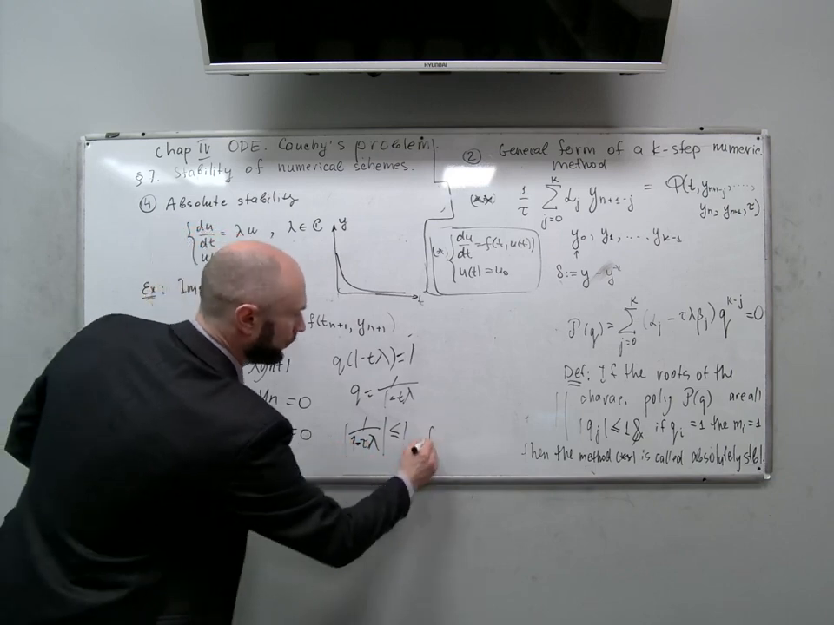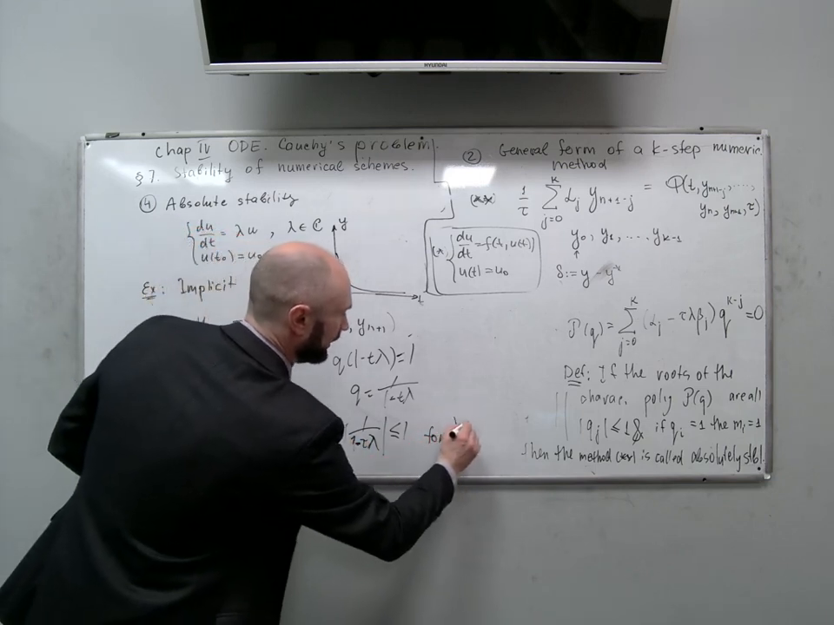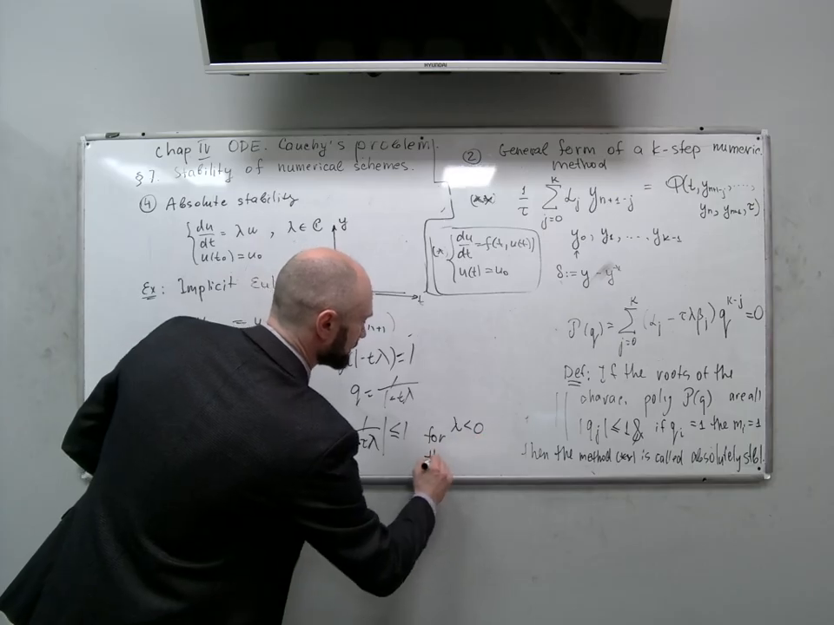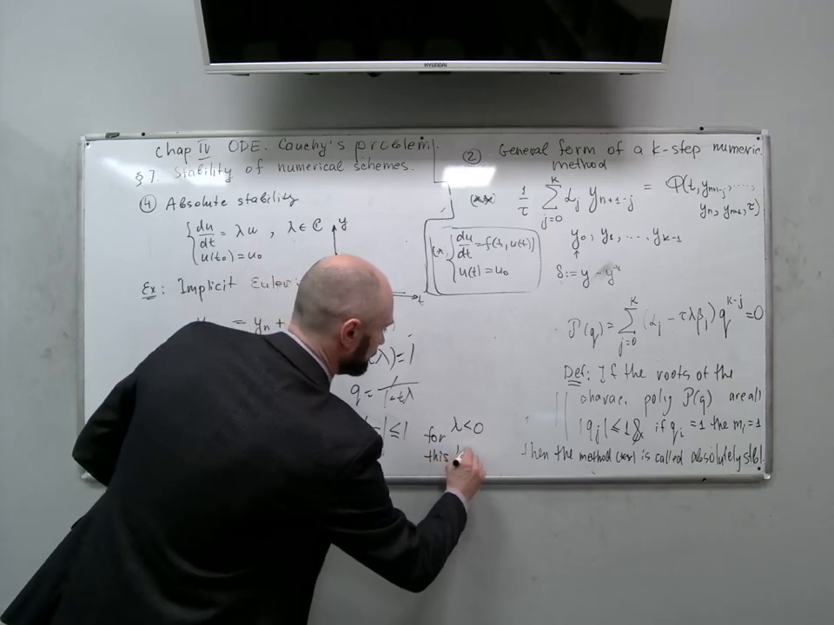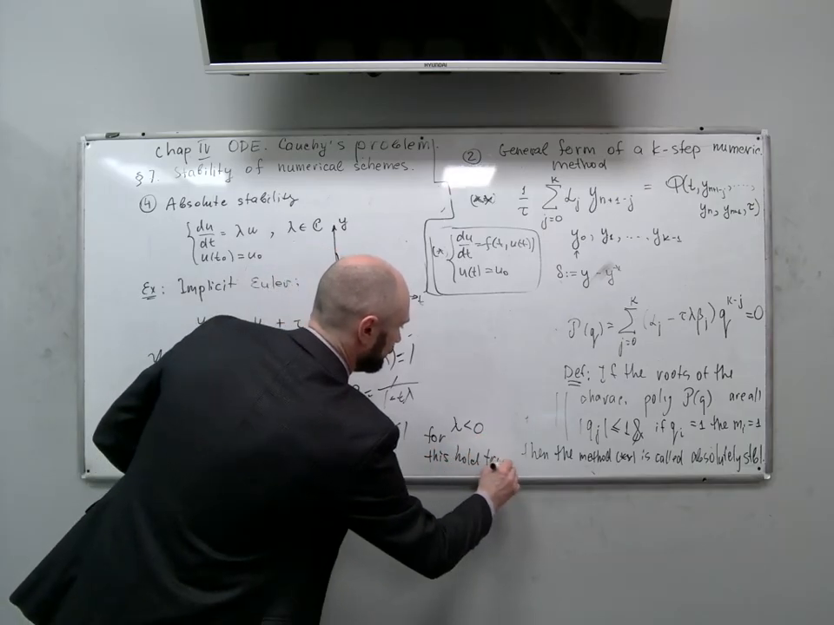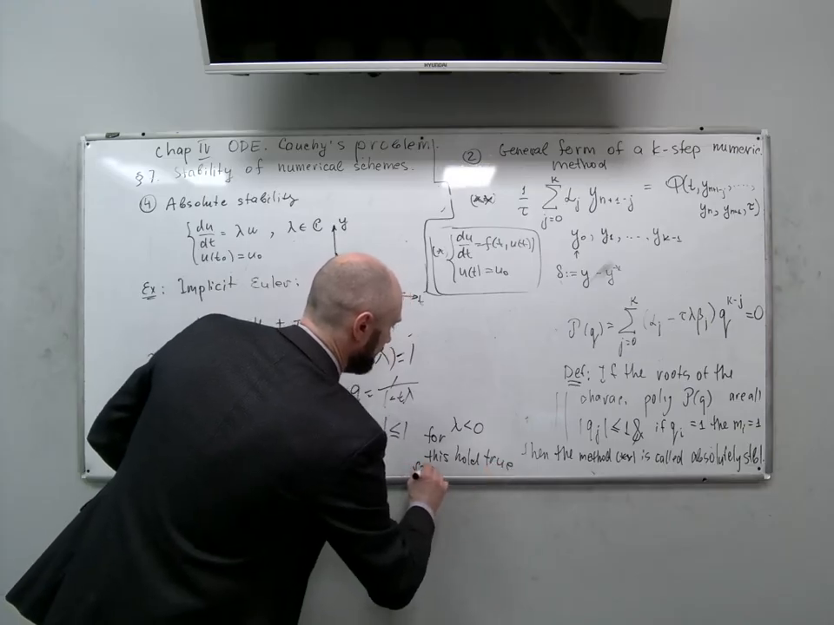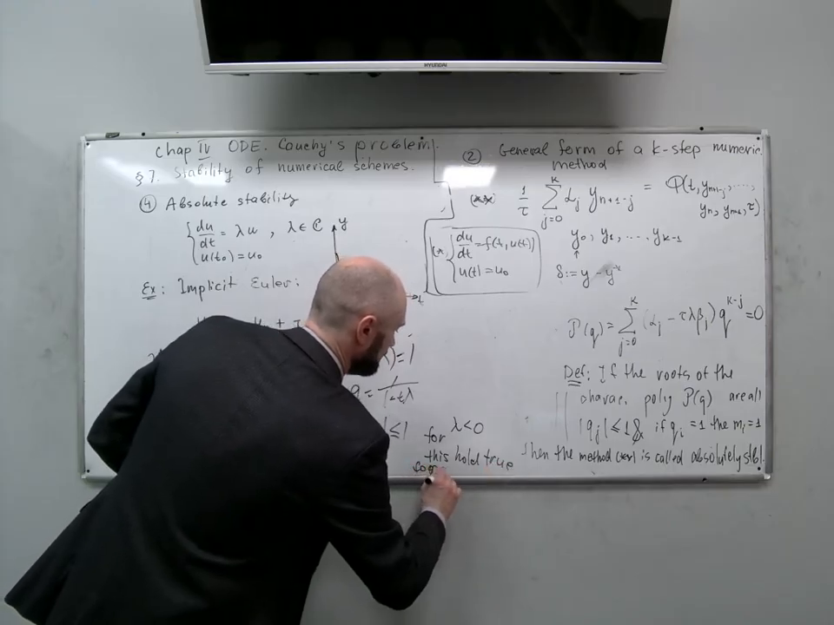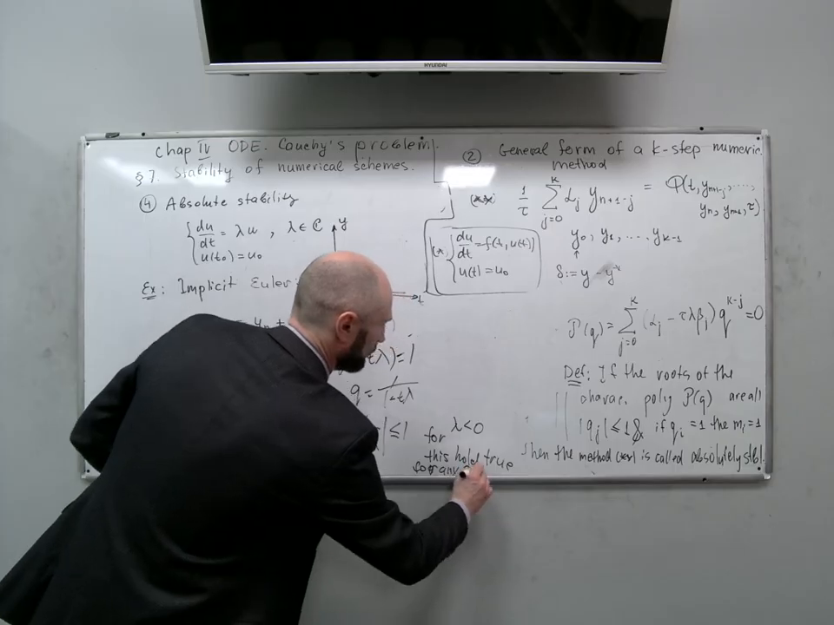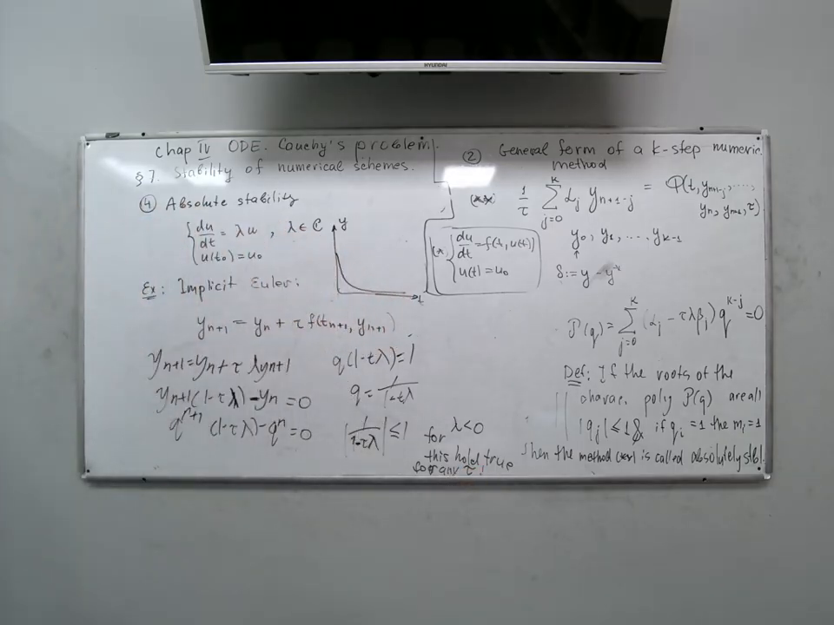So, for lambda below 0, this holds true for any tau. And this means that this method is absolutely stable.